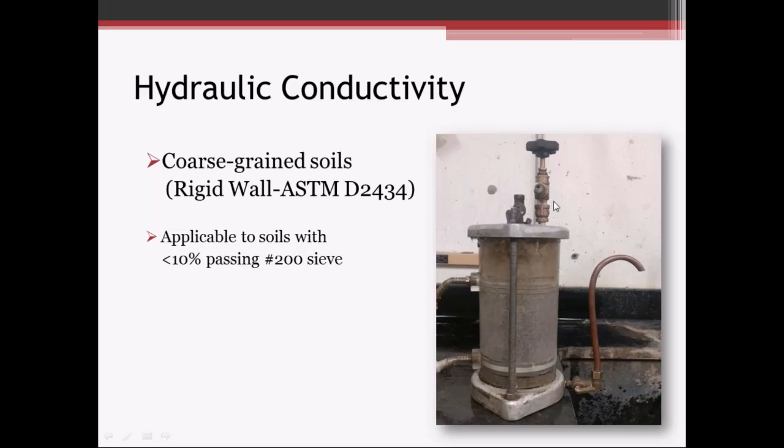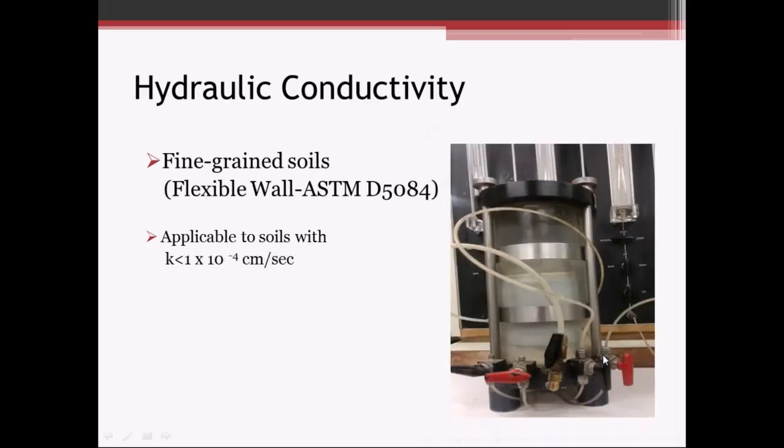Basically, in this test, water is allowed to run through the sample, and we're measuring the volume of water versus time to determine the permeability. For the fine grain soils, the flexible wall test, these are applicable to soils with a permeability less than 10 to the minus 4 centimeters per second. I mentioned they're typically performed for landfill projects or earthen dam projects where low permeability soil is required.